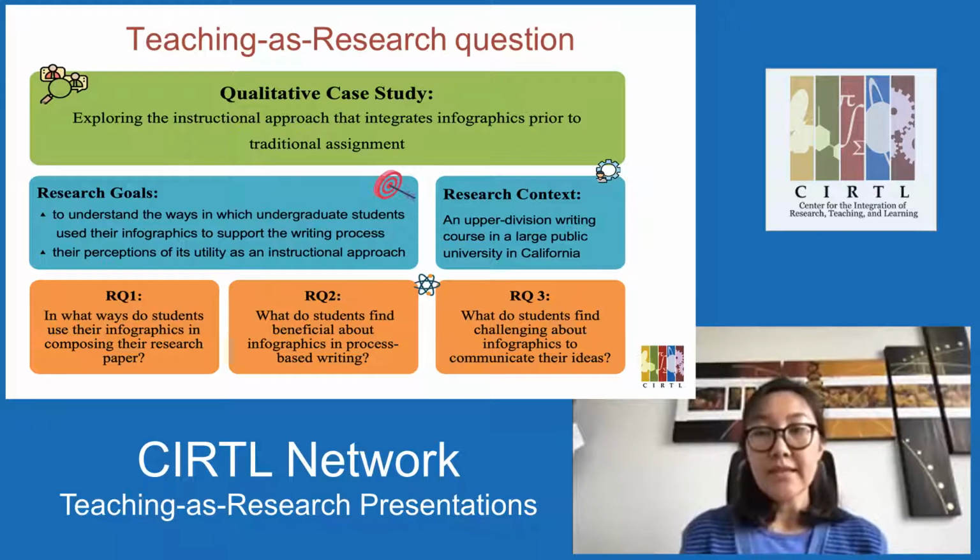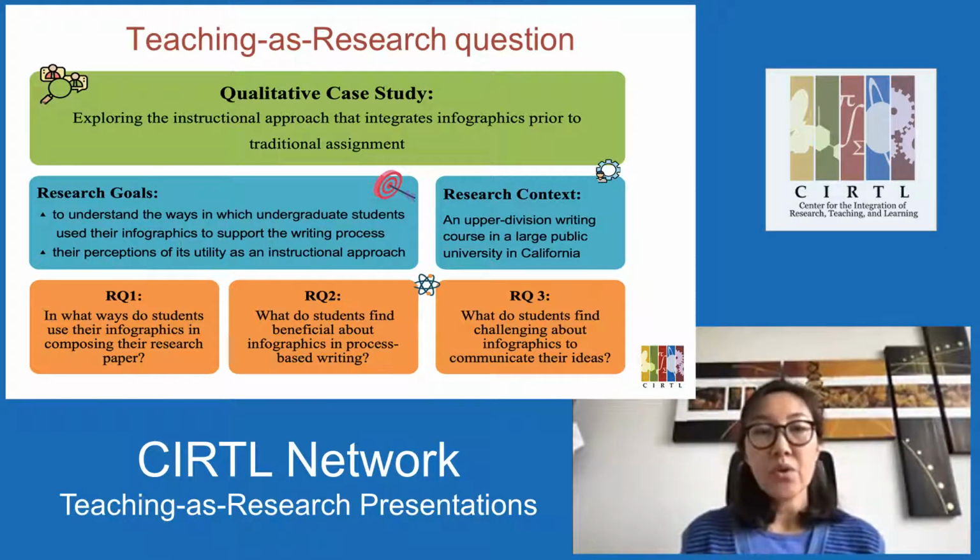In this study, what I am exploring is this instructional approach of integrating infographics as an authentic genre to scaffold undergraduate students' writing development. The way the infographic is integrated in this process-based writing is prior to the traditional assignment.